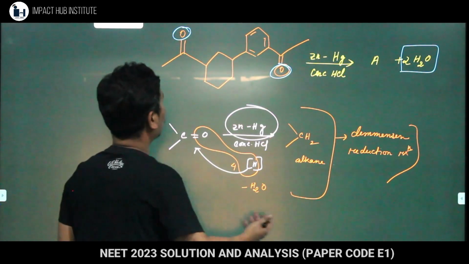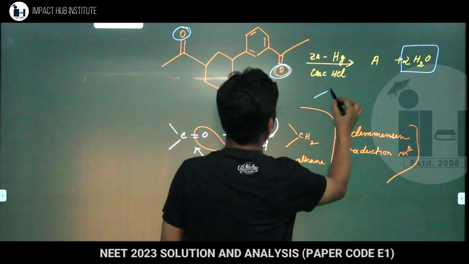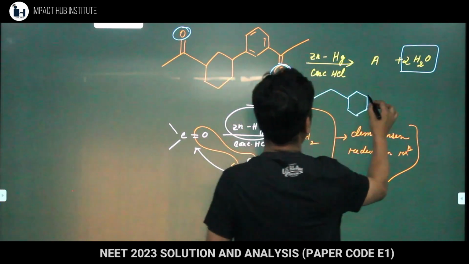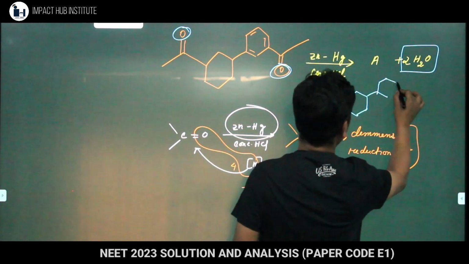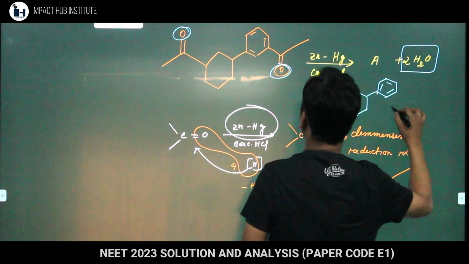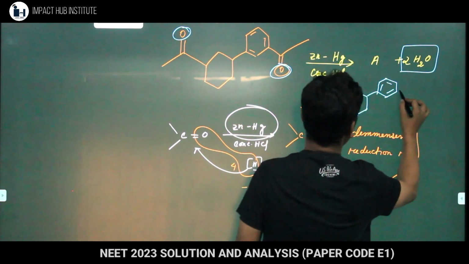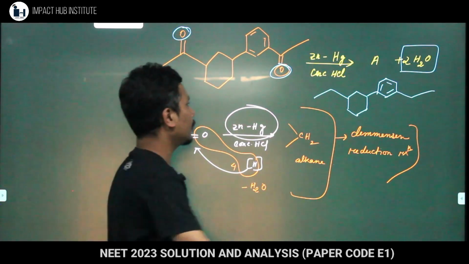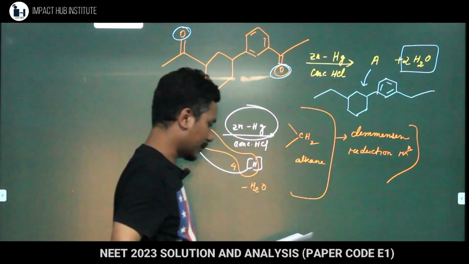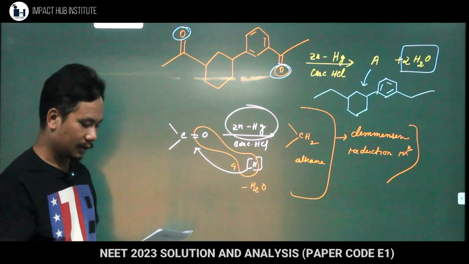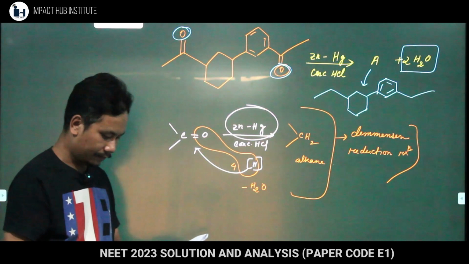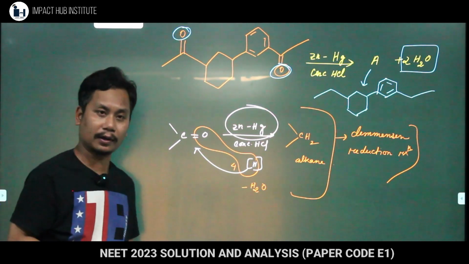And now what will be the compound? It will look like this now. If I take out the oxygens, this will be the compound. The compound A will be this one. If you look into the options, it will be option number 1, option number 1.